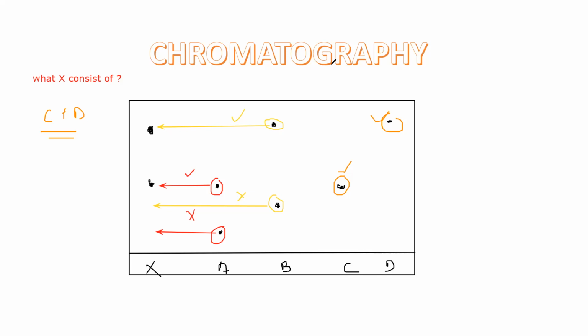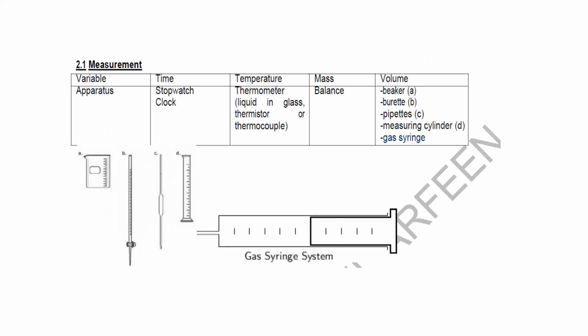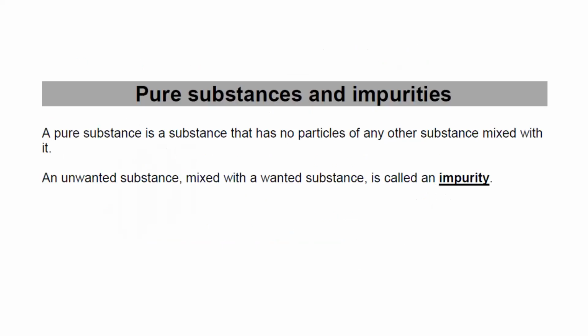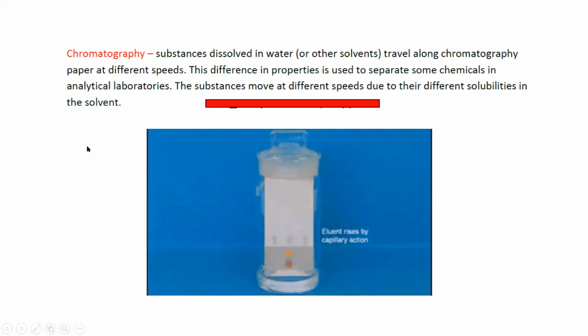So what we discussed today: we started with a basic concept. The learning objective for today's session was learning to check the purity of a substance, whether a substance is pure or impure. Different apparatus we discussed, mainly for volume. If a substance is pure, it will boil at a fixed temperature. If it is impure, it will boil and melt at different temperatures. And we can check the purity of a substance by melting point, by boiling point, and by chromatography. If a substance is pure, we'll get one spot. If it is impure, we'll get more spots.